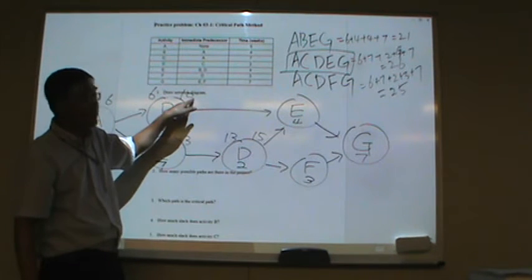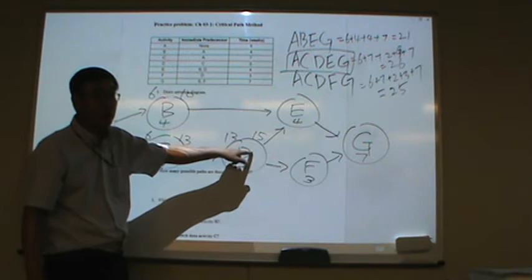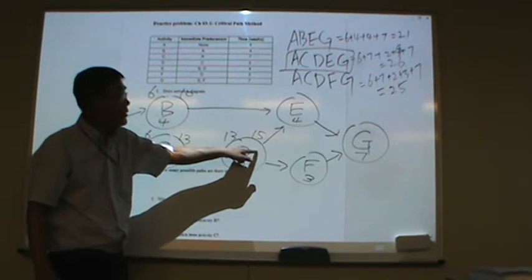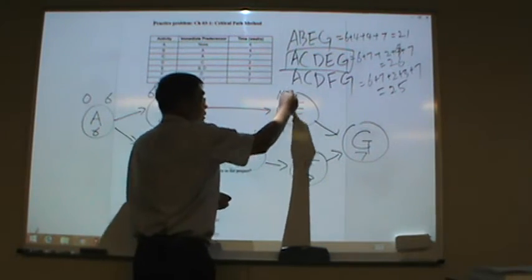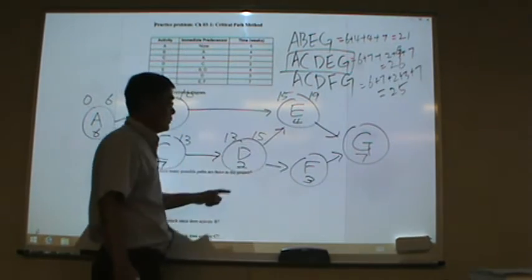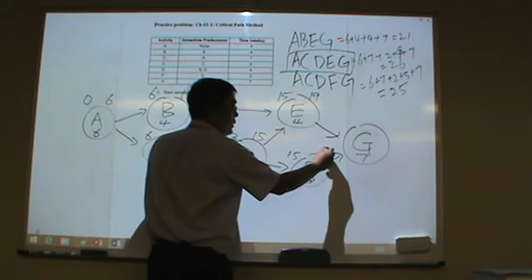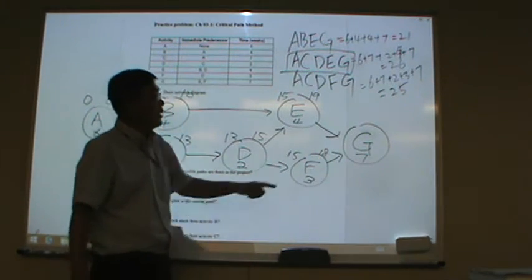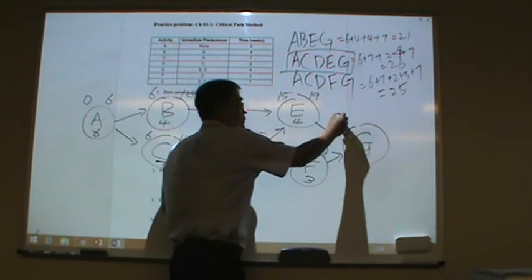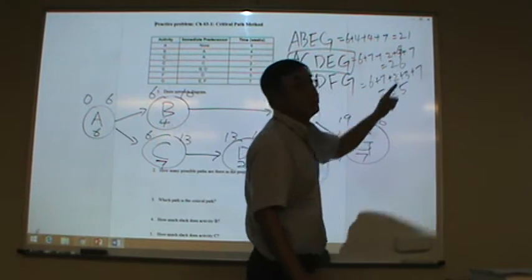So B finishes at 10, but D is still working, right? So wait until D finishes. So E can start at 15 plus 4, 19. This one doesn't matter, 19 and 18. 19 plus 7, 26. The same, right?